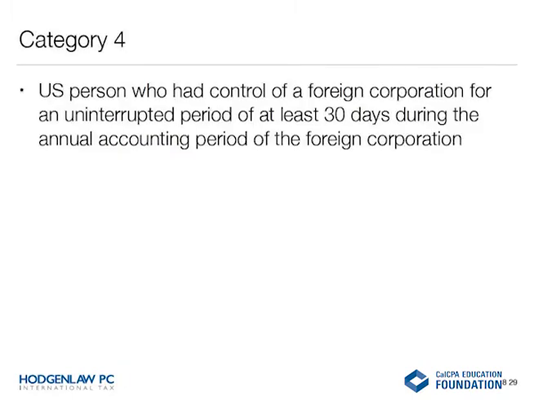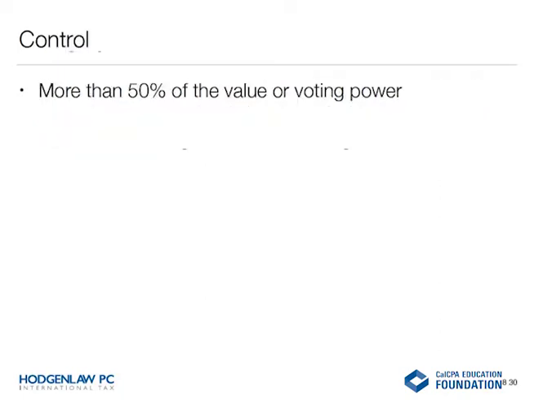All right, Category 4. This is where we start to get into the requirements that are there on a more annual basis. Category 2 and Category 3 are really just event-based to report changes in stock. But Category 4 is to report that a U.S. person would have to file Category 4 if they had control of a foreign corporation for an uninterrupted period of at least 30 days during the annual accounting period of the foreign corporation. Control means more than 50% of the value or voting power.